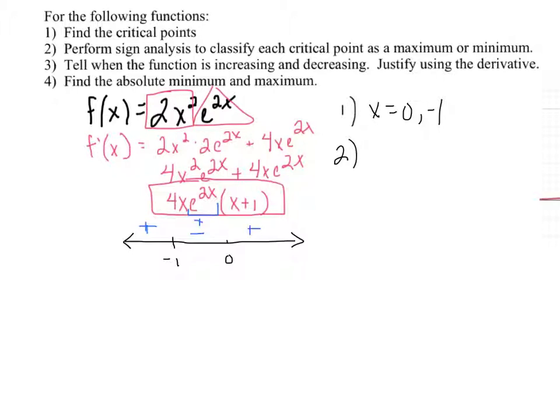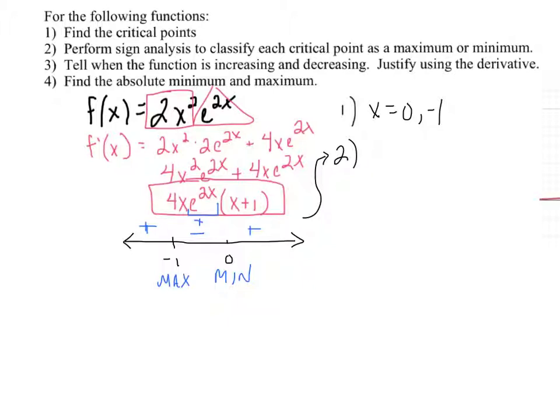So at negative 1, the derivative changes from positive to negative, meaning the function changes from increasing to decreasing. This is a max. At 0, the derivative changes from negative to positive, meaning the function changes from decreasing to increasing. So this is a minimum. Okay, so this answers number 2. I probably should have done it up here. Let me just put a little arrow. Okay.